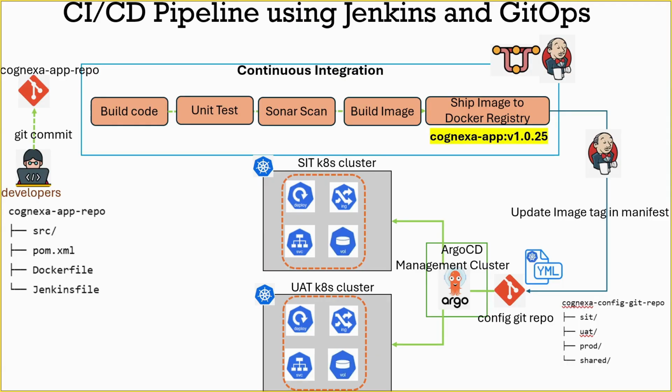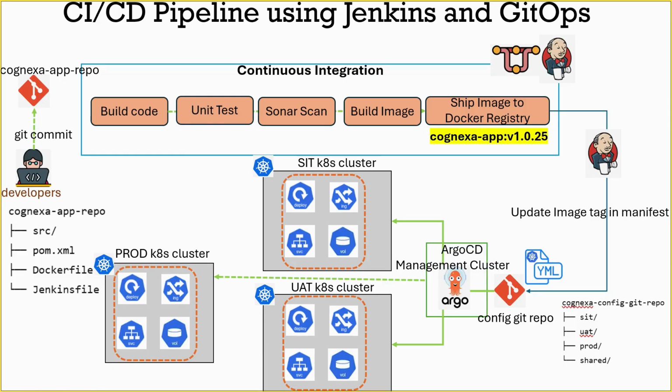After UAT validation and business sign-off, the application is ready for production deployment. In many enterprise organizations, production deployments require approval through a Change Advisory Board (CAB) process. Once the CAB approval is obtained, the production-related deployment configuration is updated in the GitOps repository. This could include image tag updates, configuration updates, environment-specific settings, resource configuration changes, etc. After the changes are merged into production configuration, ArgoCD detects the updates and synchronizes the production Kubernetes cluster accordingly. This triggers the deployment in the production environment.